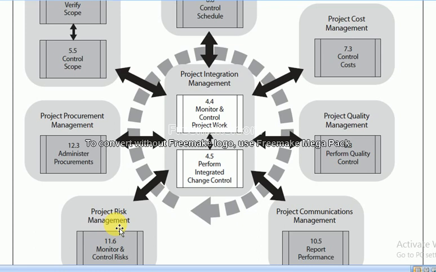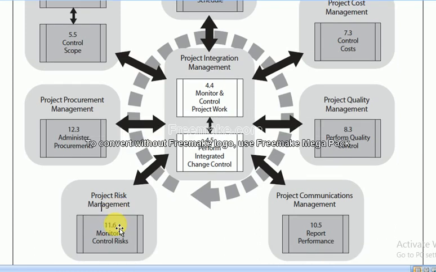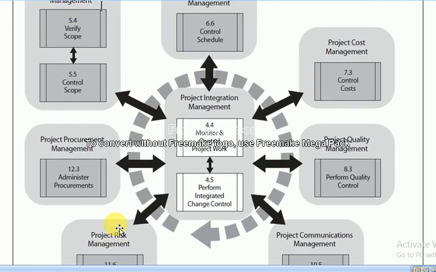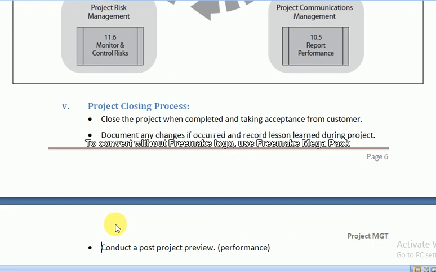So dear students, this was the monitoring and controlling process, the complete explanation. The last stage is the project closing process. As its name indicates, it is the project closing process. The project will be closed in two ways. Close the project when it is completed, and take all the acceptance from the customers.